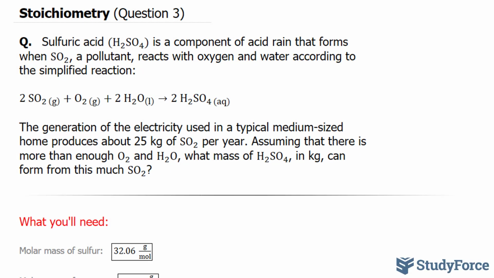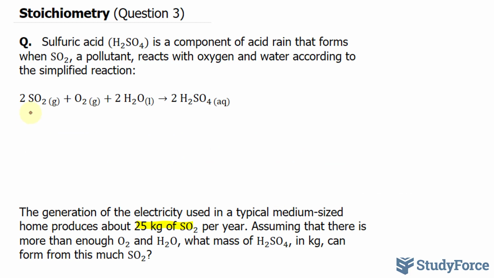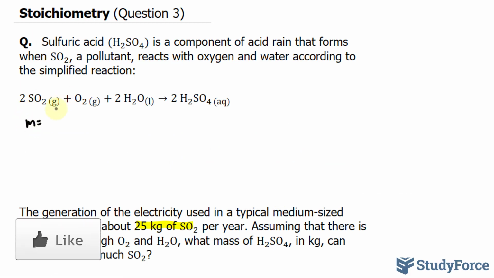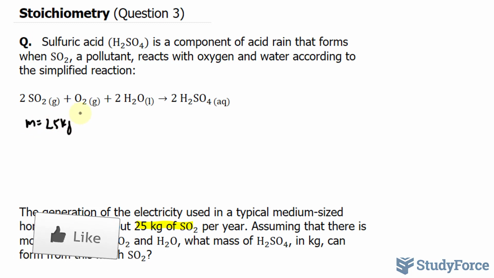Let's start by highlighting everything that we know. We know that 25 kilograms of SO2 is formed, so I will highlight that. And next, you want to write down this information underneath where you see SO2. So we have a mass, which I'll represent with the letter M, equal to 25 kg. Normally, molar mass is shown in grams, so you need to change this number from kilograms to grams. And we'll do that calculation on the side.